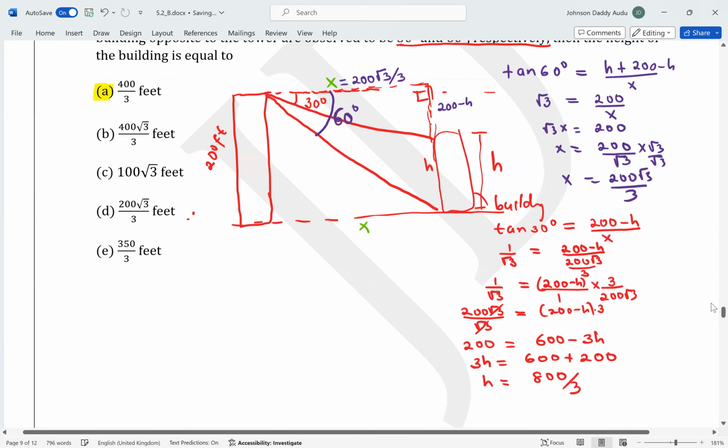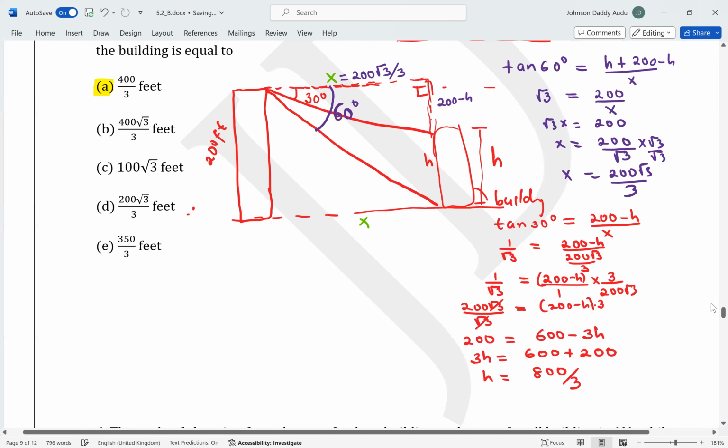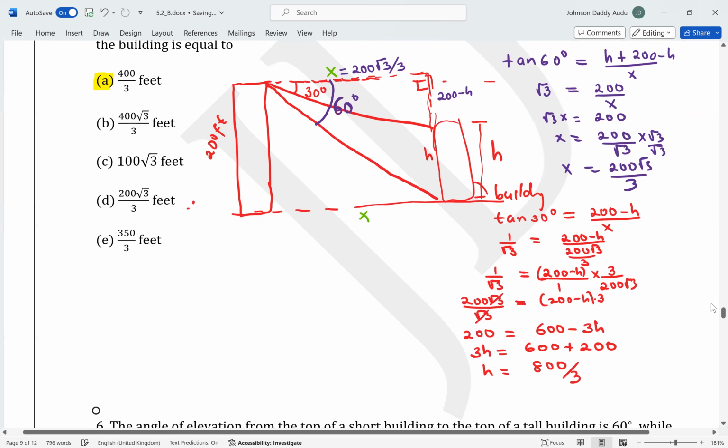So 800 divided by 3. If we forget to divide by any, let's see. What is 1030? 1030 is this much, 1 over 3. And here you have divide by 200. So you have 200 over 1 times 3 over this. And if you cross multiply, this will go, we have 200. This will be 600.